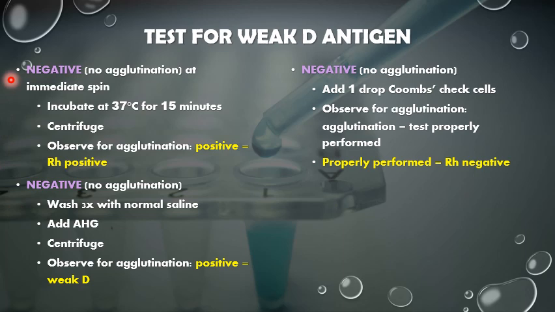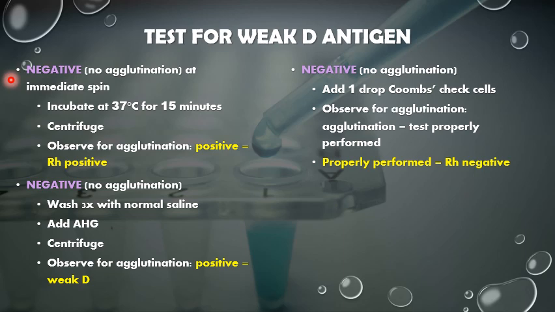So if the forward typing with anti-D is negative, or no agglutination at immediate spin, incubate the tube at 37 degrees Celsius for 15 minutes, but in some laboratories for 30 minutes, and then centrifuge for 15 seconds, and then observe for agglutination. Presence of agglutination is positive. So, if there is agglutination, report it as Rh positive.